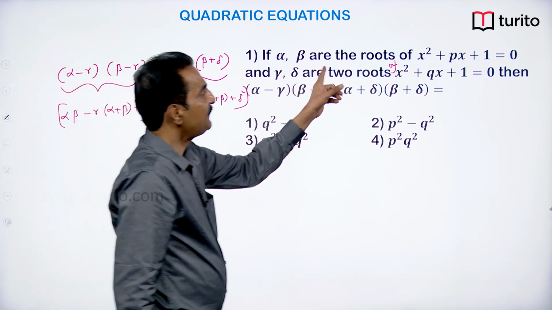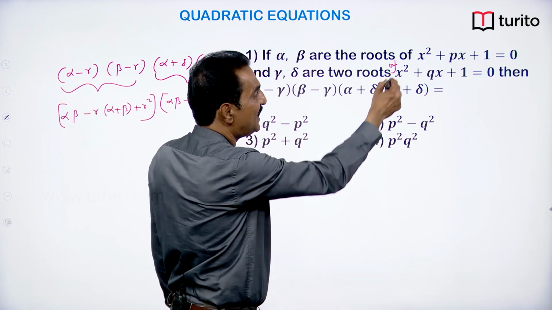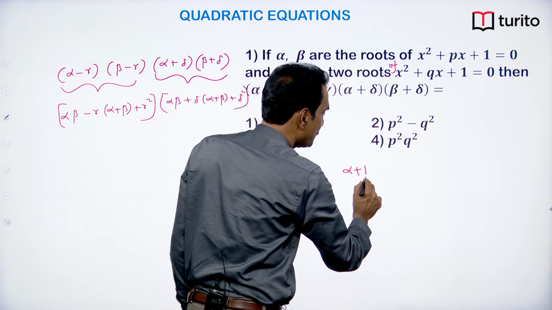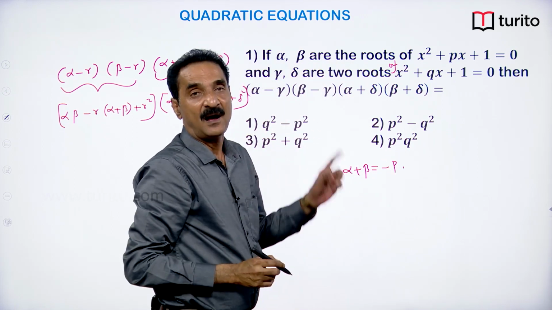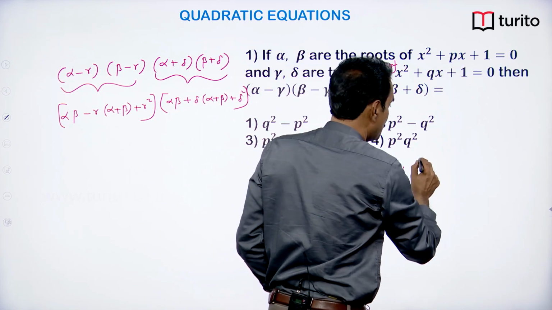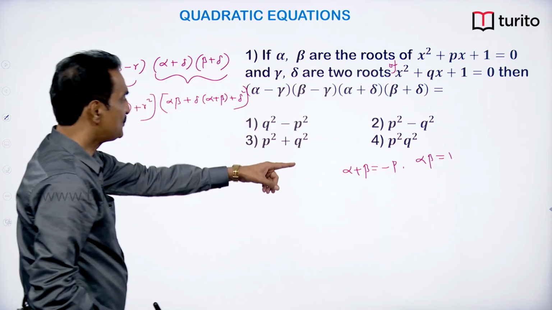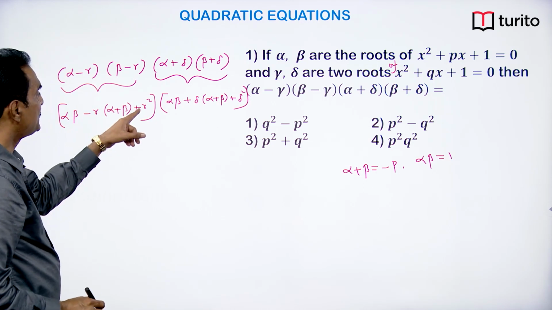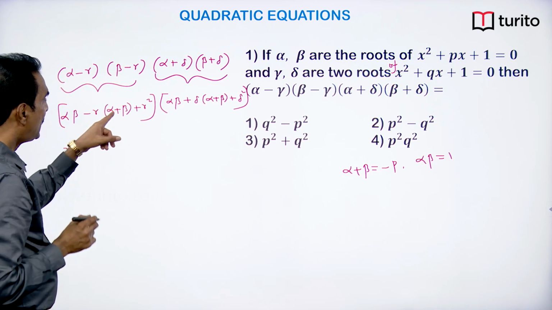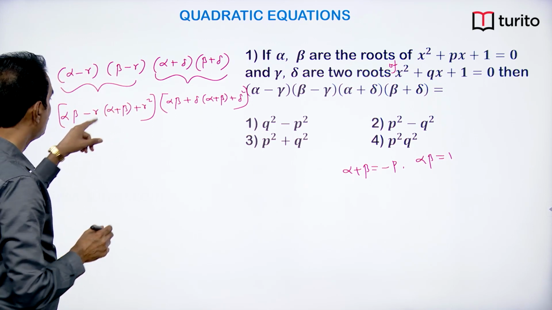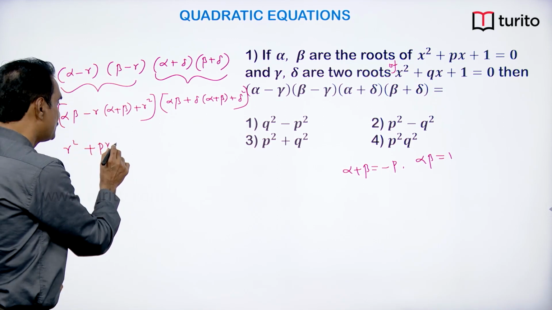Now, alpha and beta are the roots of this equation. So, what is alpha plus beta? Sum of the roots, minus p, and alpha beta is 1, product of the roots. So, substituting here, what you will get? I will first write gamma square, alpha plus beta is minus p. So, this becomes plus p gamma plus 1.